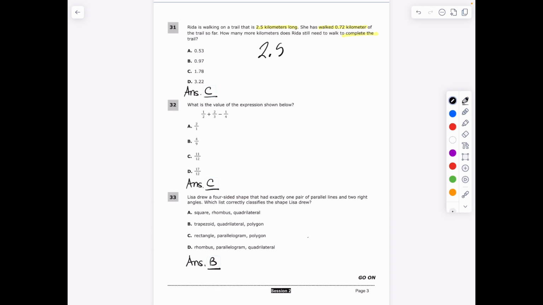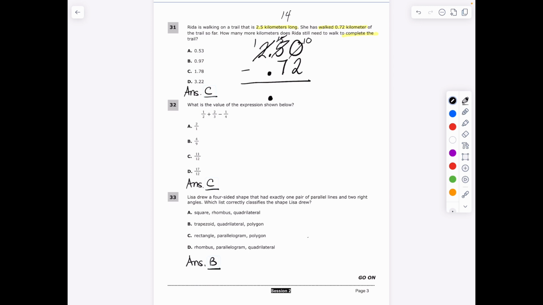So 2 and 5 tenths. I'm going to line up my decimal to put 72 hundredths. To subtract, I'm going to put a placeholder here. Now I can subtract. I like to go from the left and just ask, do I have enough? I can do 2 minus 0, but I cannot do 5 minus 7. So I'm going to have to regroup. And now I have enough. 15 minus 7 I can do, but I cannot do 0 minus 2. So I'm going to regroup again.